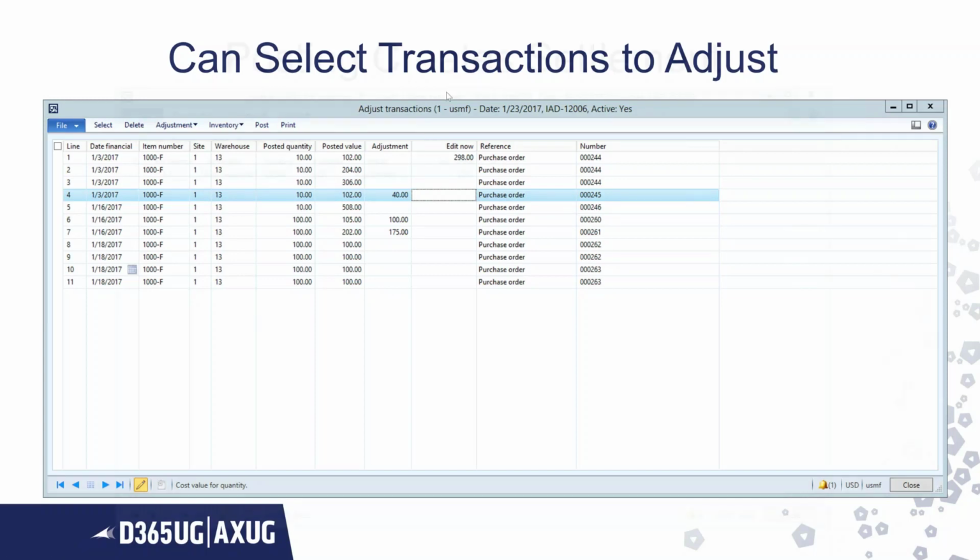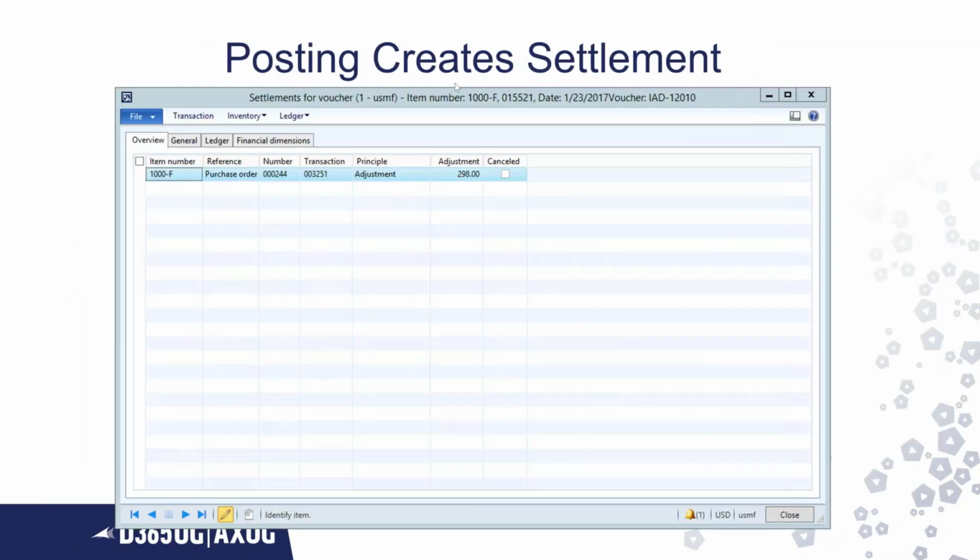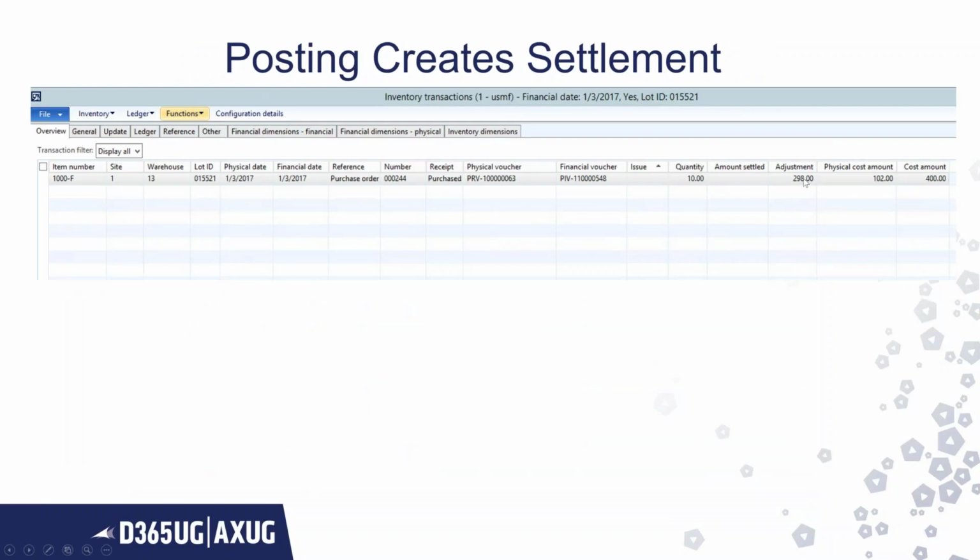And so you can see it made the adjustment of $298. And here's the resulting transaction change. Quantity of 10, the adjustment was 298, the physical cost was 102. I believe if we add these two together, that adds up to 400. So what it's saying now is the financial cost was 400 on this. The physical cost was off.